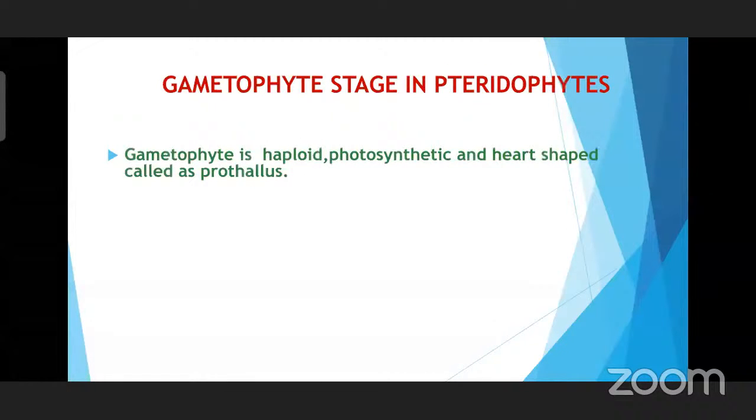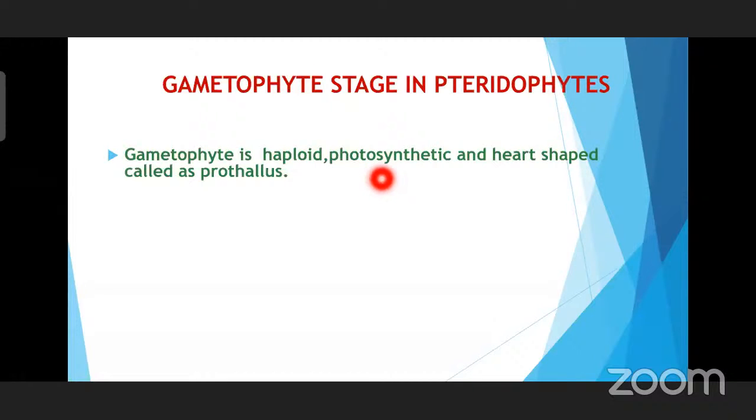Gametophytic stage in pteridophytes. Here, sporophyte is the dominant stage. Then what is the gametophyte? Gametophyte is nothing but when the spores are liberated, these will germinate into a gametophyte. So the gametophytic stage in pteridophytes will be haploid. As the spore is haploid, the gametophyte is also haploid. It is photosynthetic. This point is very important, because from the sporophyte the gametophyte is coming. This gametophyte is independent. It can synthesize its own food. It is not at all depending on the sporophyte.